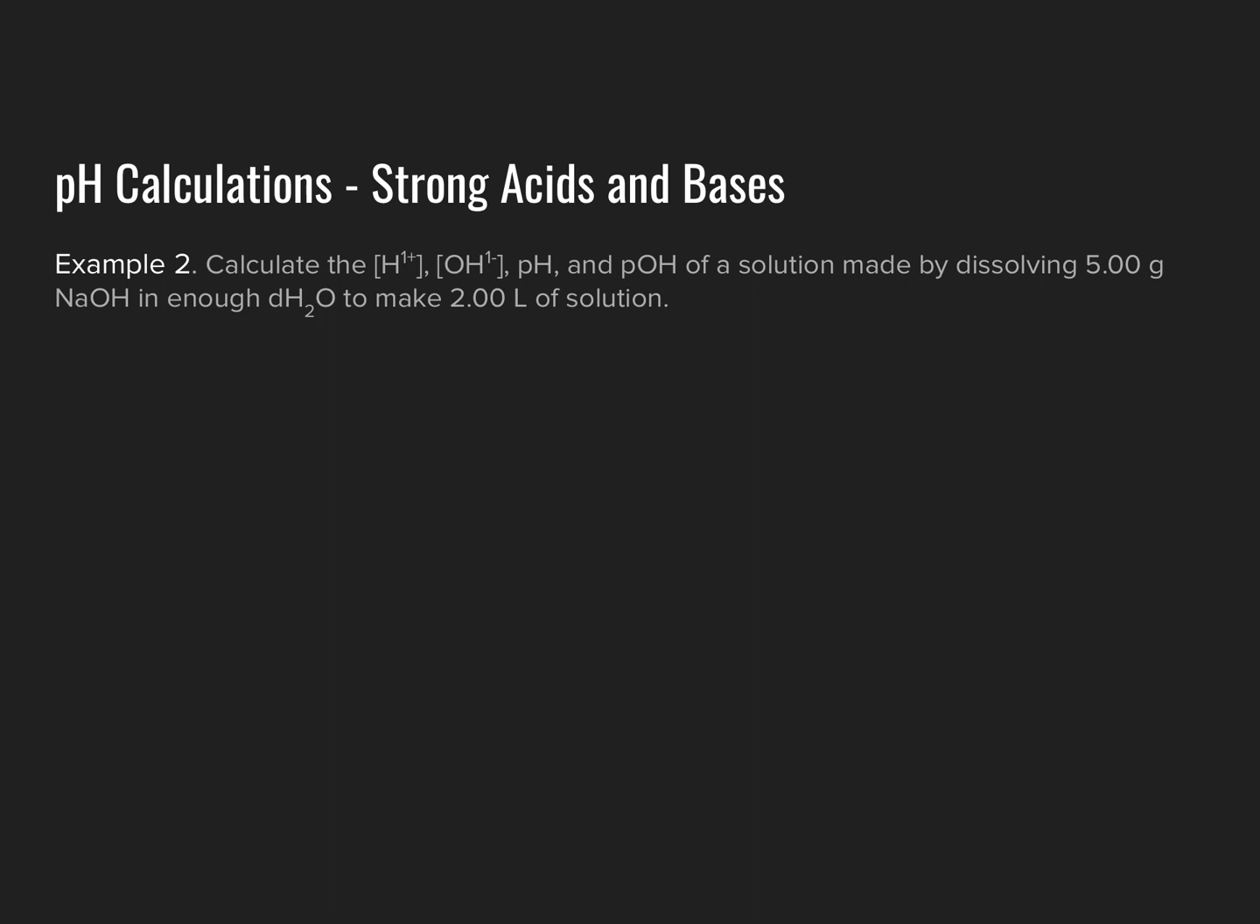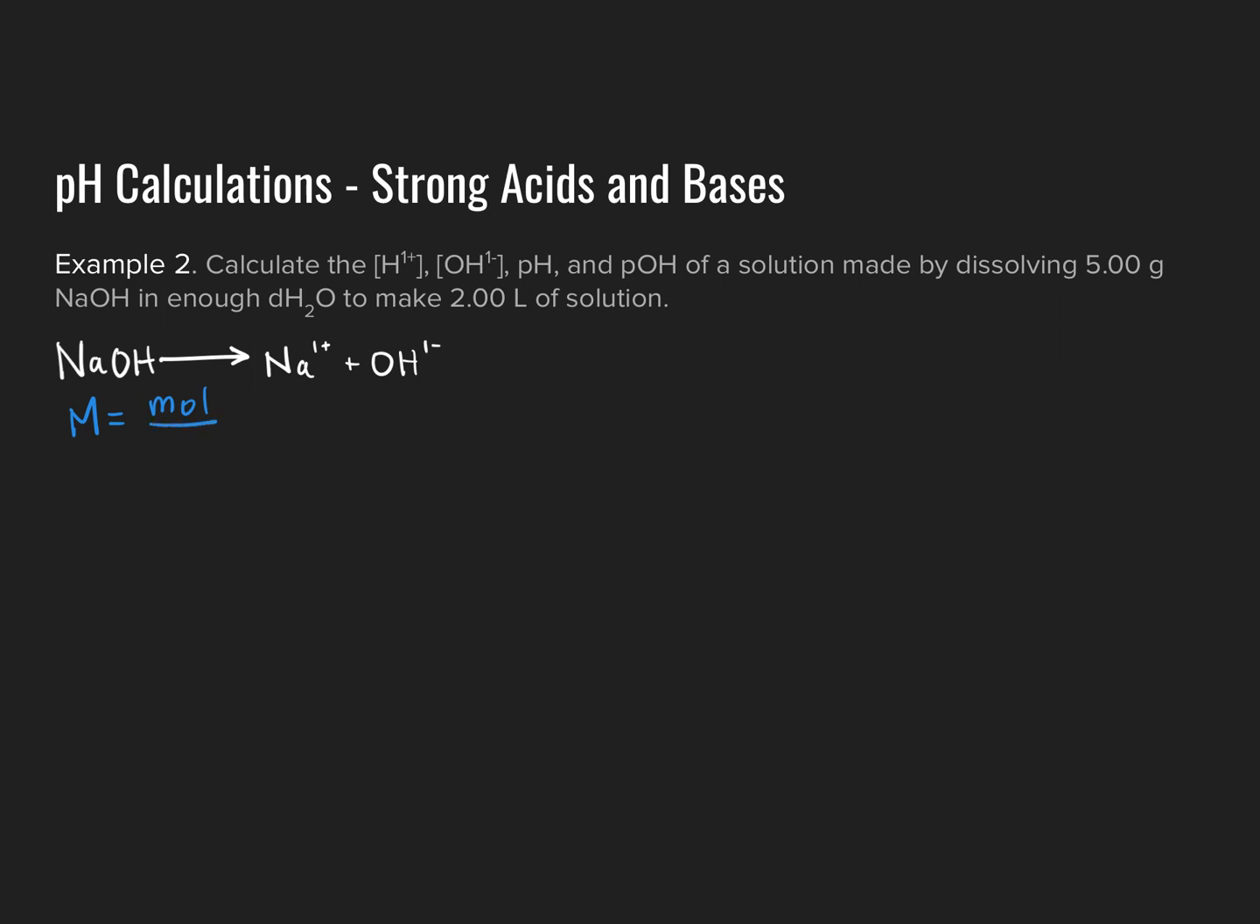So again, the key to solving these problems is to recognize first off what type of species we are dealing with. This is NaOH, that is one of our alkali metal hydroxides, and therefore a strong base. And as such, what I'm going to start with here is trying to find the concentration of hydroxide ion in my solution. So as a starting point, we want to go ahead and take a look at the definition of molarity in this calculation. That is, molarity by definition is the moles of solute per liter of solution.